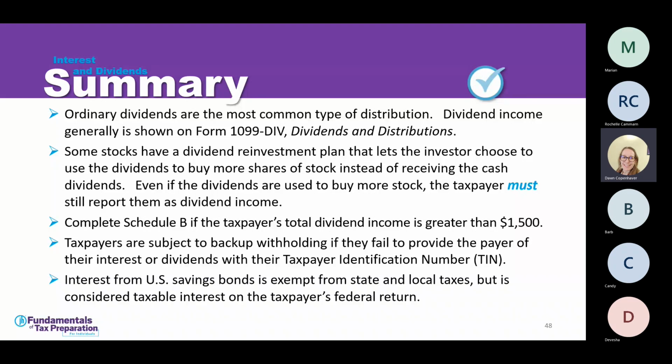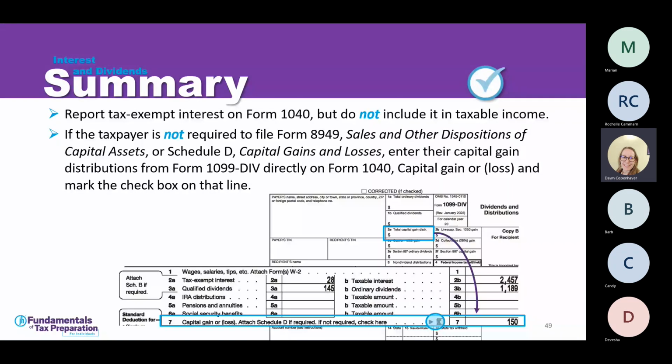Taxpayers are subject to backup withholding if they fail to provide the payer of their interest or dividends with their taxpayer identification number. Interest from U.S. savings bonds is exempt from state and local taxes, but is considered taxable interest on the federal return. Tax-exempt interest is reported on Form 1040, but you do not include it in taxable income. And if the taxpayer is not required to file Form 8949, sales and other dispositions of capital assets, or Schedule D, capital gains and losses, they can report their capital gains directly on Form 1040.